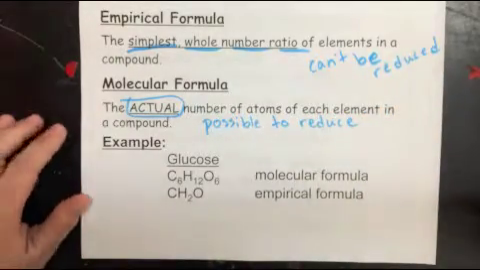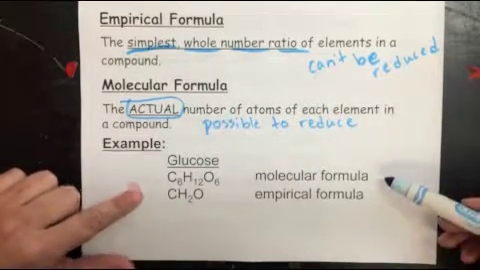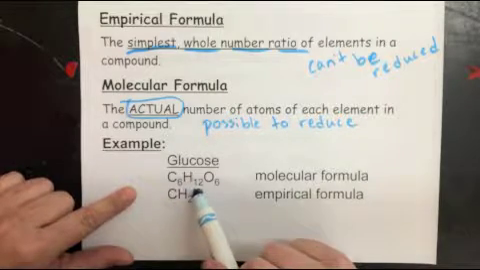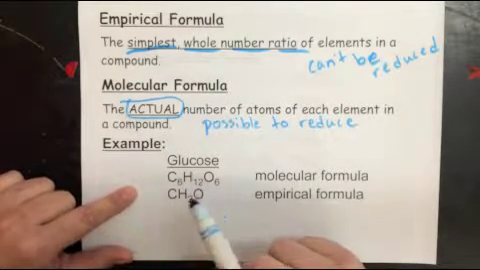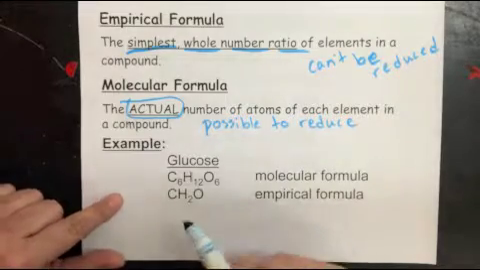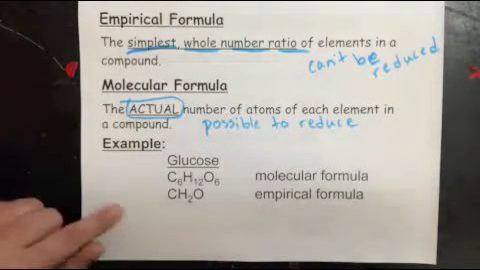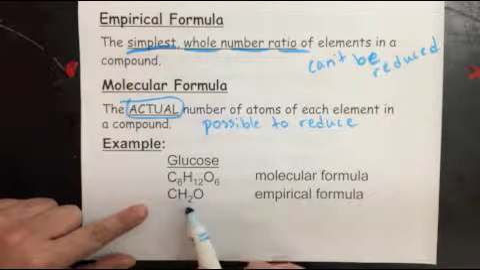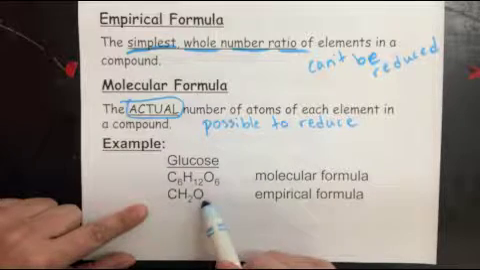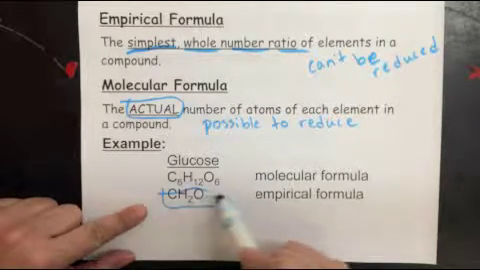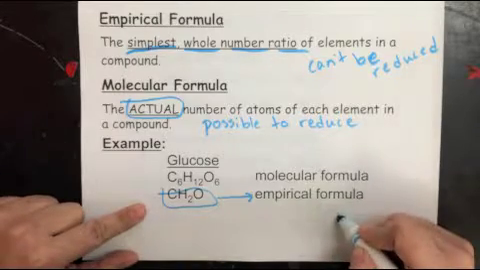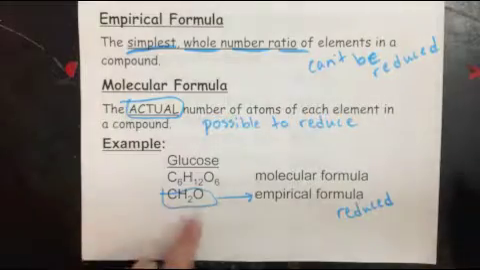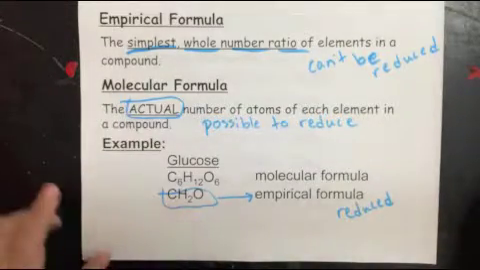So an example here, glucose. When you mention glucose, the actual molecular formula of it is C6H12O6. This means that there are 6 carbons, 12 hydrogens, and 6 oxygens. Anytime you look at a molecule of glucose, those are the exact number of atoms in that molecule. But if you were to reduce it, meaning 6 goes into 6 one time, 6 goes into 12 two times, 6 goes into 6 one time, this is your empirical because it is reduced to the lowest possible.